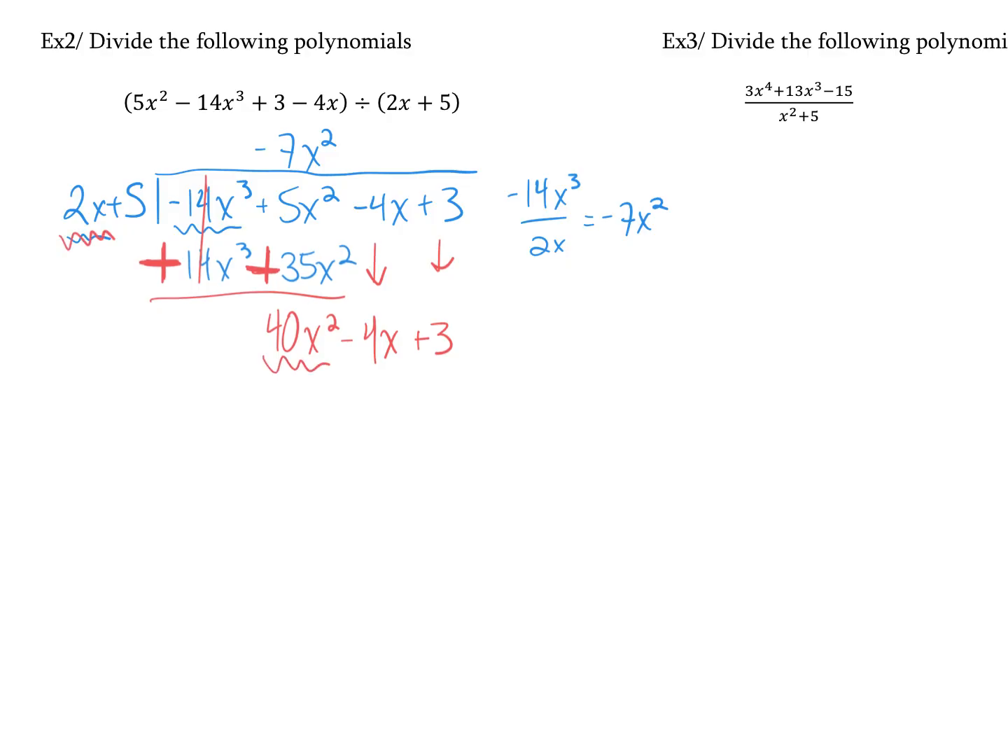First term inside by first term outside. So that's 40x squared all over 2x. That equals 20x, which will go in the top along with all of the other x to the first powers above and below it. From there, we will multiply 20x to both the 2x and the 5. We'll get the following. That will be 40x squared. Oh goodness, plus 100 x's.